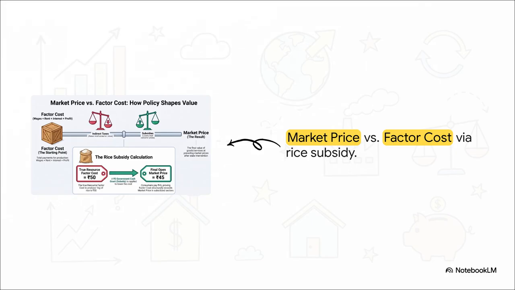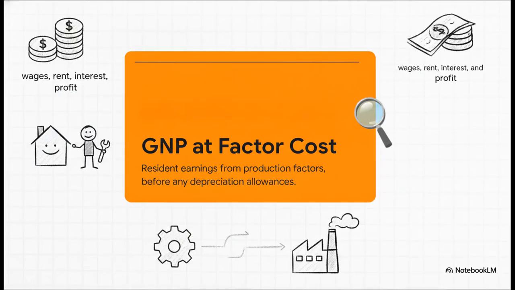Well, government intervention. Say it costs 50 rupees in wages, rent, interest, and profit to produce a bag of rice. That's the factor cost. But if the government steps in with a 5 rupee subsidy, the market price drops to 45 rupees. Conversely, if they slapped an indirect tax on it, the market price would get pushed up. So this brings us to the formal definition of gross national product at factor cost, or GNPFC.